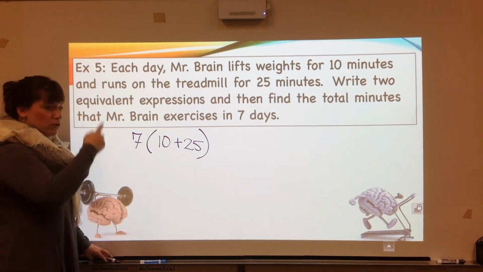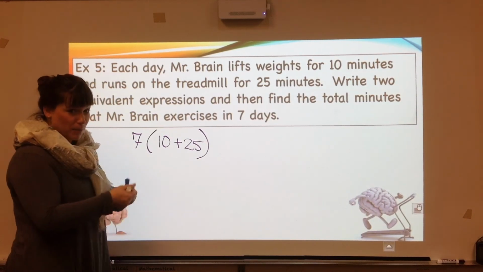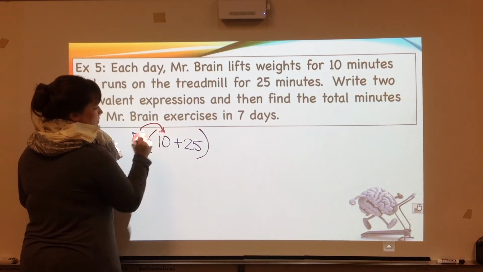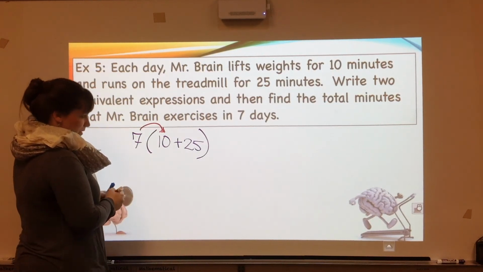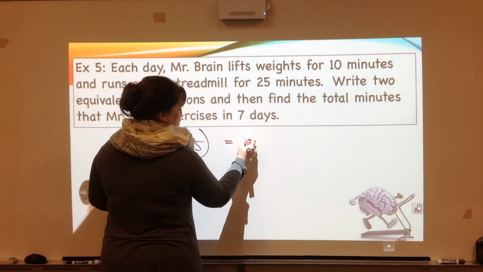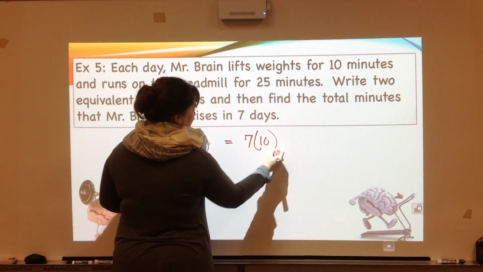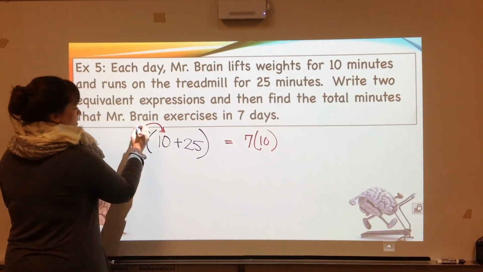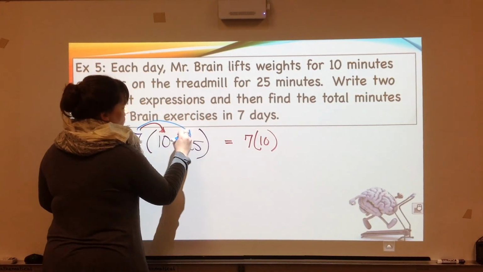Now we have to use the distributive property to come up with the next expression. So that 7 is going to be distributed to the 10. And so now we have 7 and 10 being multiplied. Then the 7 is going to be paired with the 25.